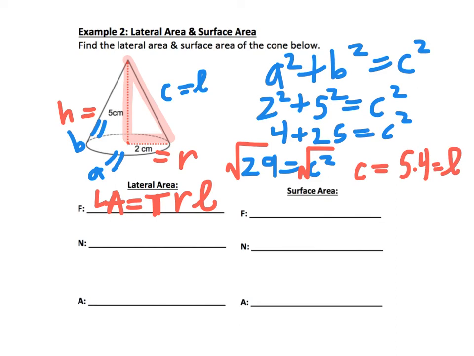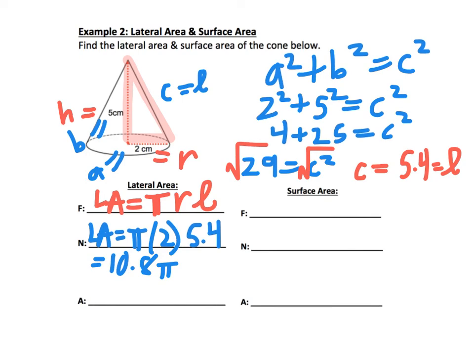So now we have our slant height, so we can plug everything into my formula. I'm going to have lateral area equals pi times my radius, which is 2, times my slant height, which is 5.4. If I multiply that, 5.4 times 2 gets me 10.8. So we're going to have 10.8 pi. I'm going to go ahead and put that in my calculator. And when I do that, I get 33.9. So my lateral area would be 33.9. And my units would be centimeters squared. Again, the units are still squared.